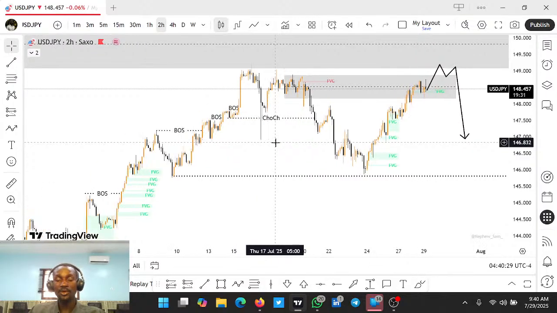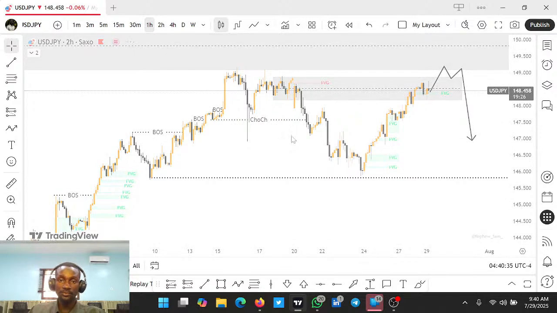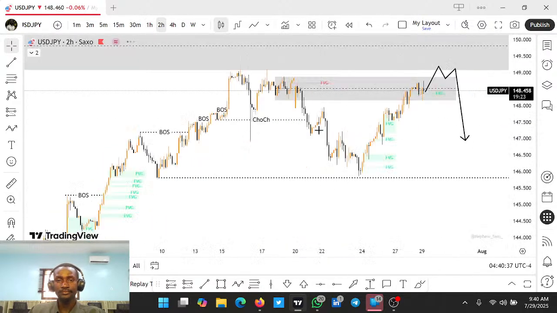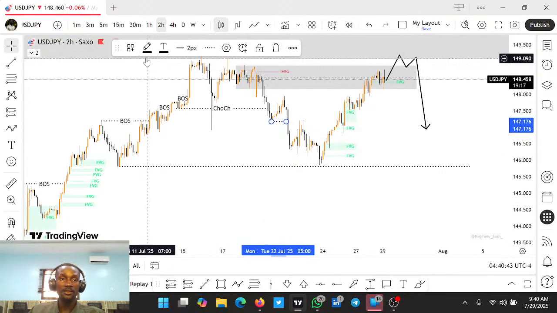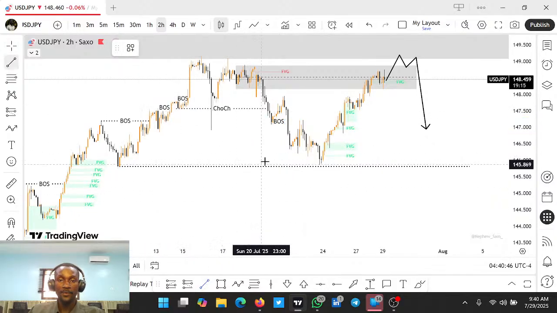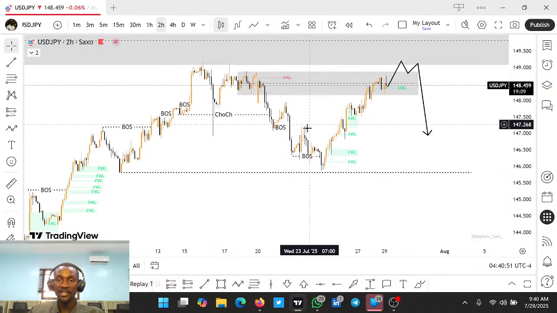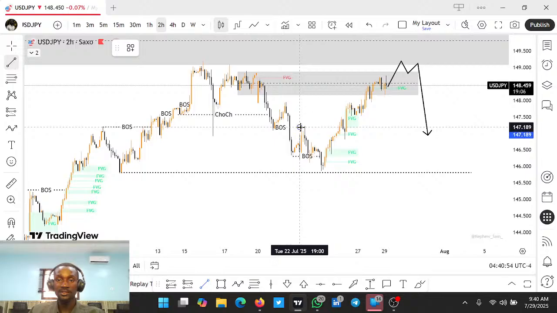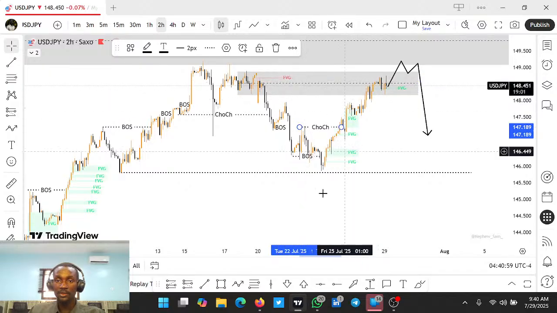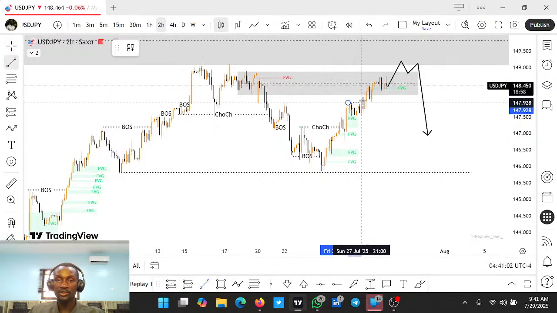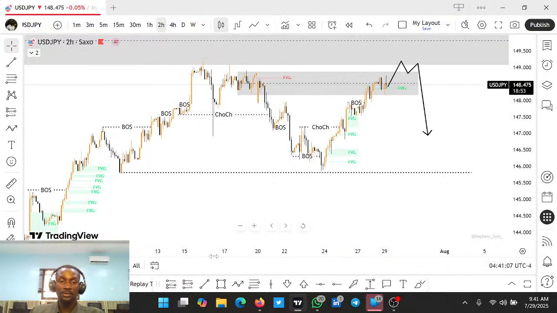So obviously, USDJPY is currently trending down. Price has been giving us a break of structure to the downside, another break of structure to the downside, and then internally a market structural shift or change of character. Very well. Now this is the last break of structure, right?